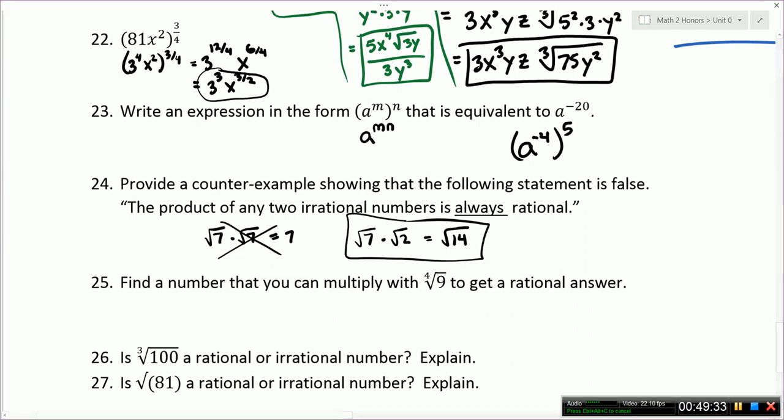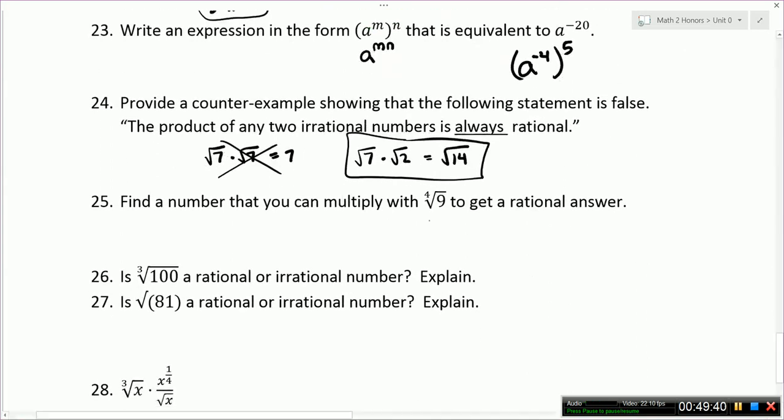25. Find a number that you can multiply with the 4th root of 9 to get a rational answer. Well, if you break up that 9, this is really the 4th root of 3 times 3. And if I want a rational answer, I'm going to have to make a set of 4. So if I multiply that by the 4th root of another 2 3's, you end up with the fourth root of 3 times 3 times 3 times 3, which is 3.